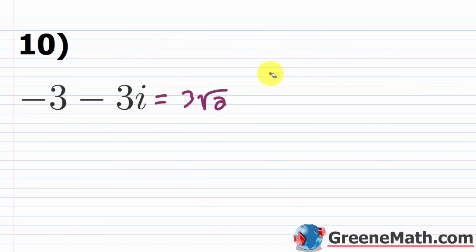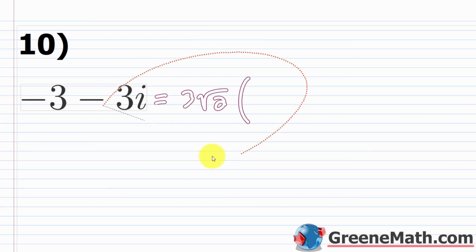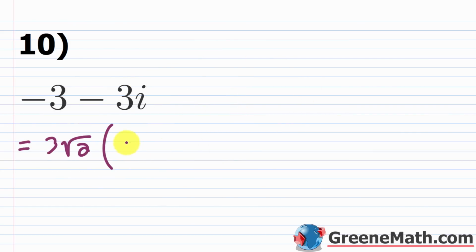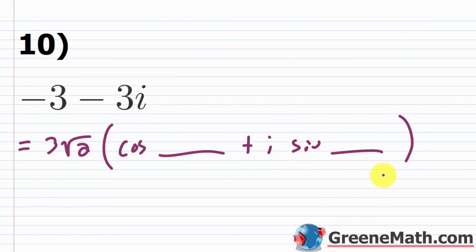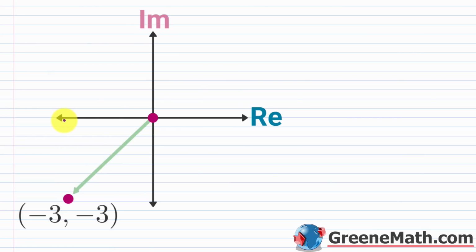Let me get rid of this. So then this is times the quantity. Let me actually move this down so we have room. So the cosine of theta plus i times the sine of theta, and close that down. So this guy right here, if you sketch it, you're going 3 units to the left and 3 units down. So this right here would be the terminal point for your position vector when you sketch your complex number. So I want this angle right here. That's going to be in quadrant 3. So this is going to be my angle theta.